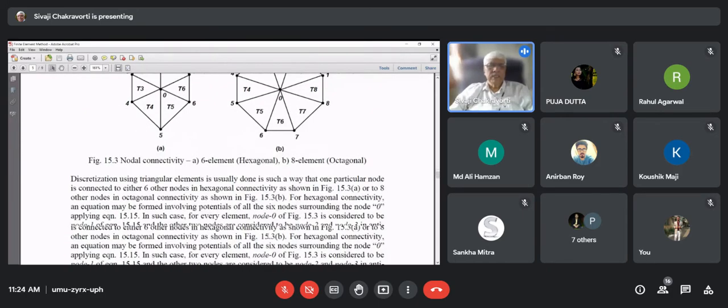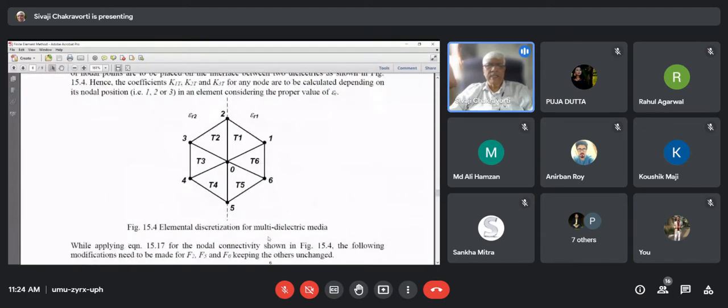So if I now show you this diagram, it's a hexagonal connectivity and it's a two-dimensional system. This dotted line in the middle is the boundary. On the right side it is epsilon r1, on the left side it is epsilon r2. So basically we have to arrange the discretization in such a way that one side of the triangle will always be on the boundary. Then if you look at T1, T2, etc., every triangle has just one particular epsilon r.